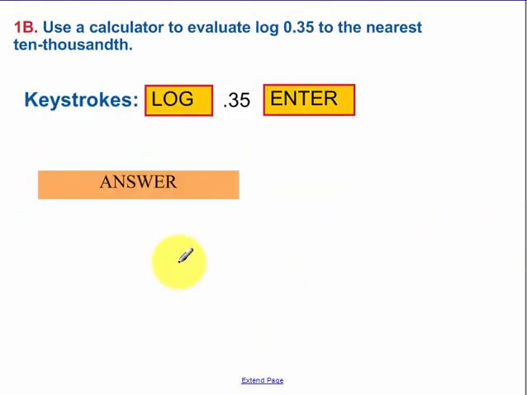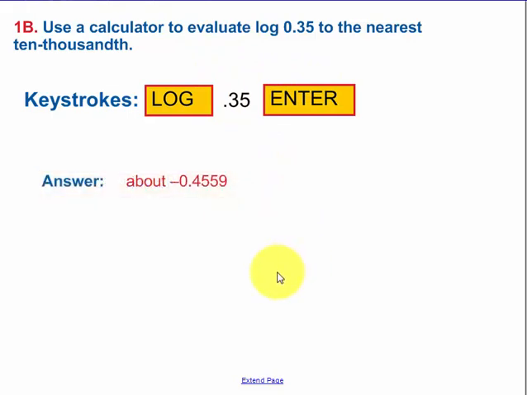So now try this one on your own. All you have to do is log 0.35 to the nearest 10,000th. So log 0.35, enter, and let's see what our answer is. That's what you should have gotten for your answer.